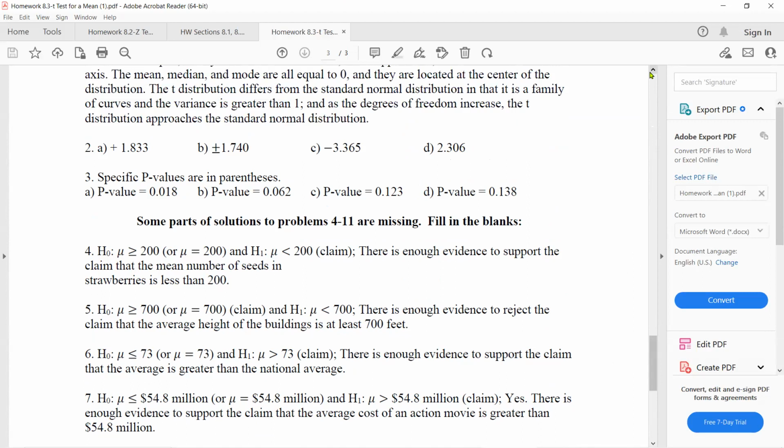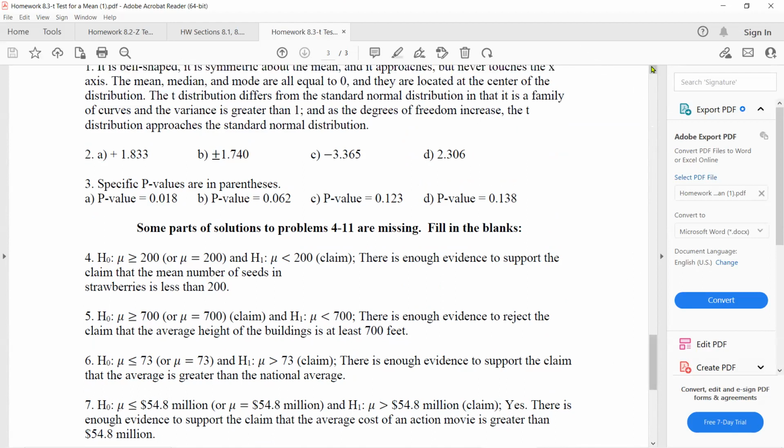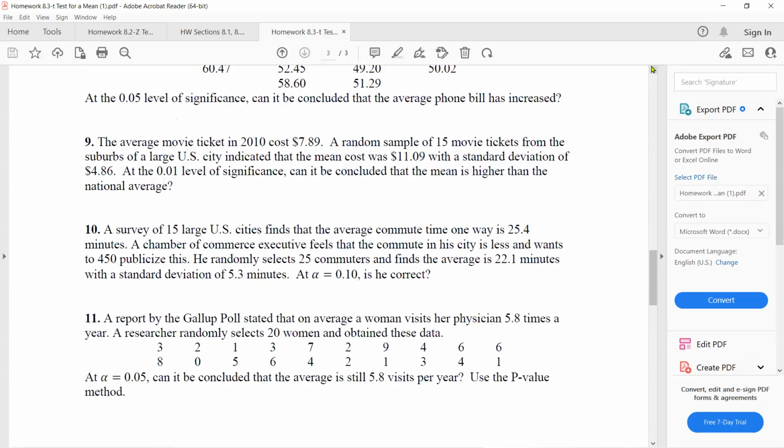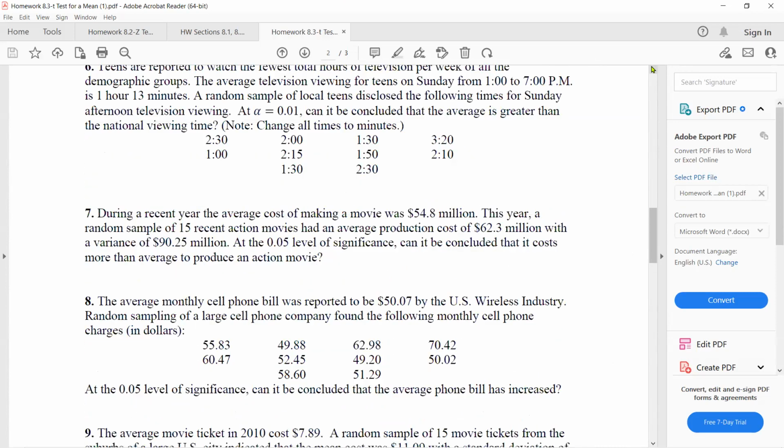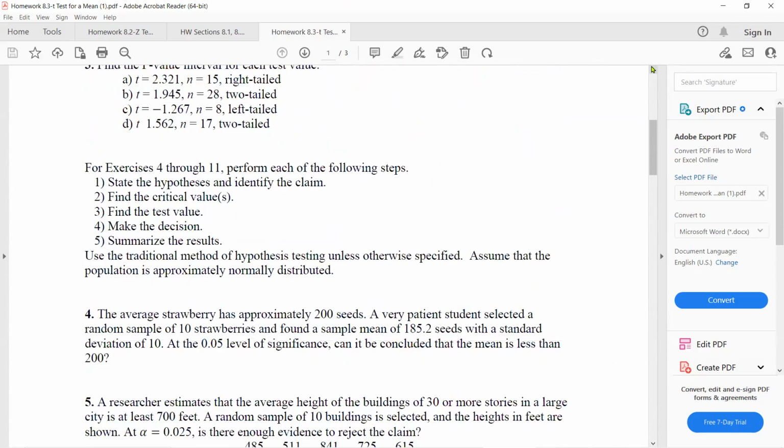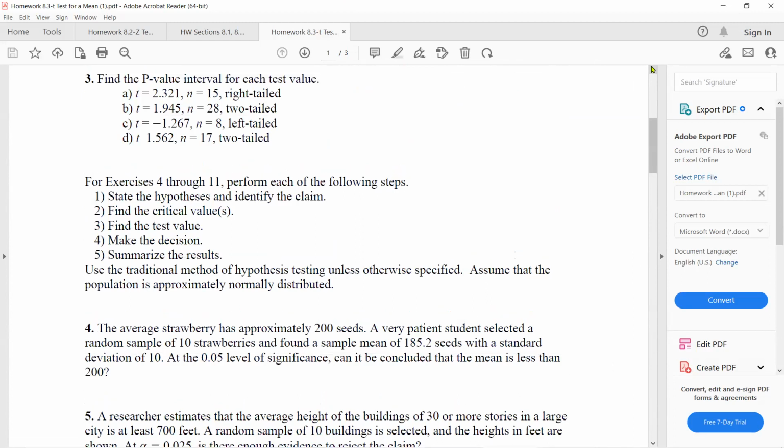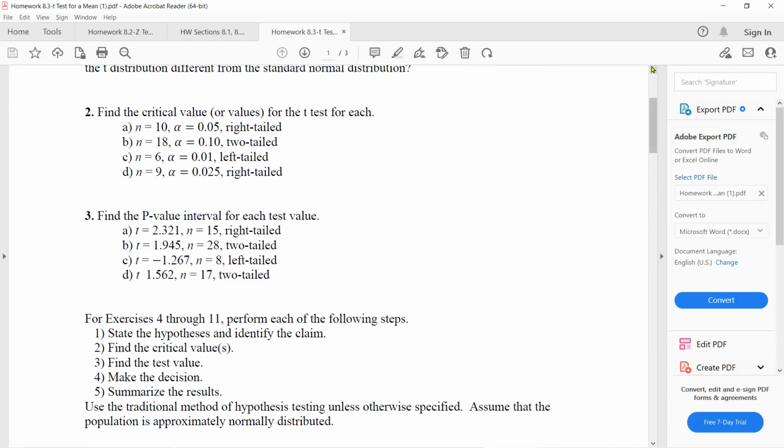Let's do C. C says that it is a... Wait. Never mind. Okay. Oh wait, no, actually, yeah.